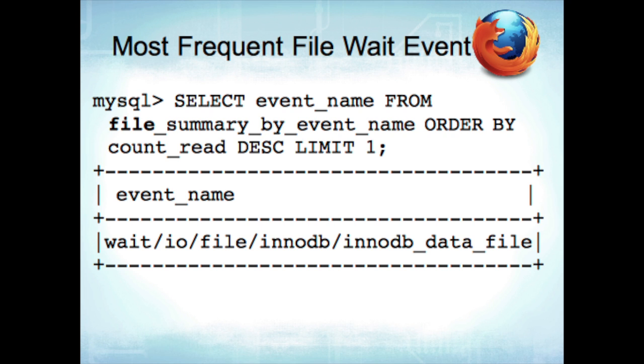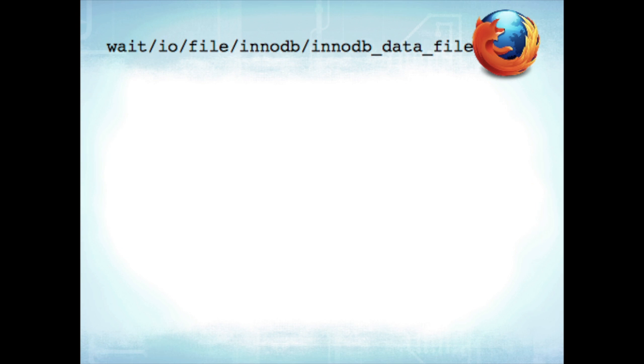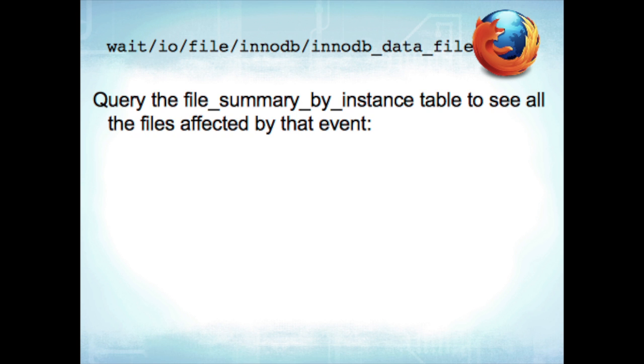But now I can take the file event, this isn't the name. Which files is this writing to? I would guess ibdata1, because that's my InnoDB file. But how can I know for sure? What if it said relay log or bin log, and I want to know the name? Well, now you can query another table, the file summary by instance, to see all of the files that this event affects.